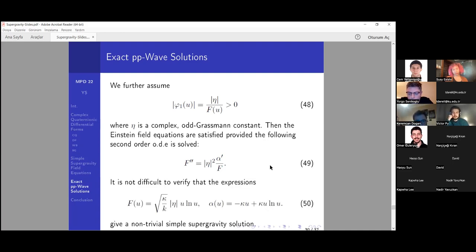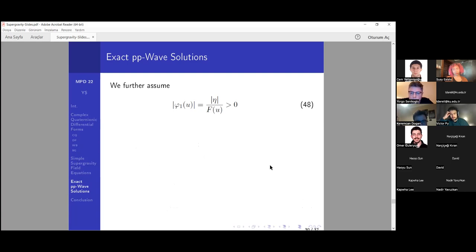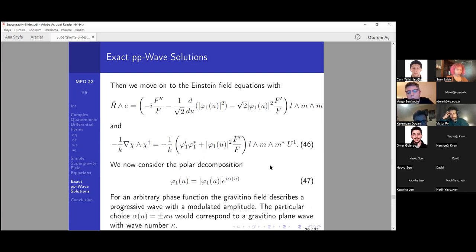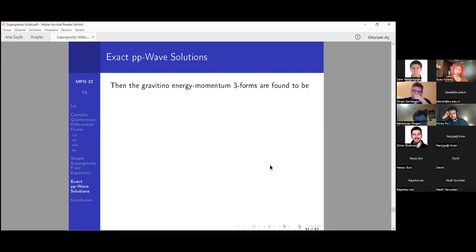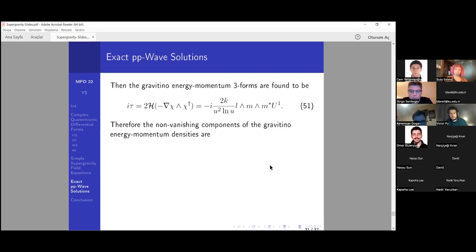And we gave a non-trivial solution of the background PP wave, where alpha of u is phi one of u, the norm, times the phase part of the gravitino. We have also calculated the energy momentum tensor of the gravitino to show that it is not vanishing. The only non-zero components are T00 and T33, which look like this.